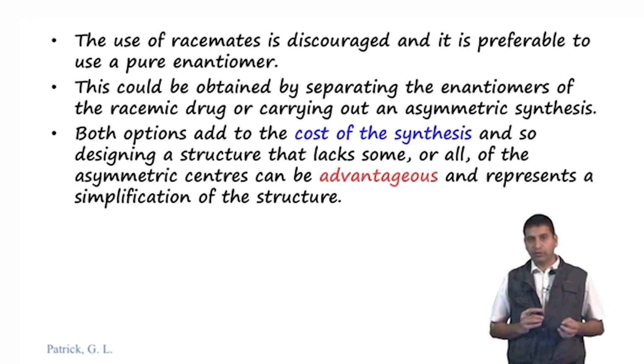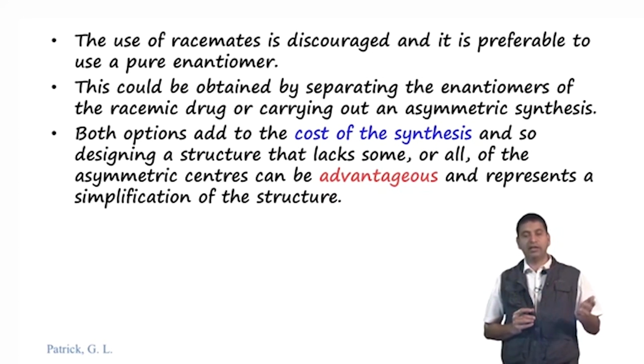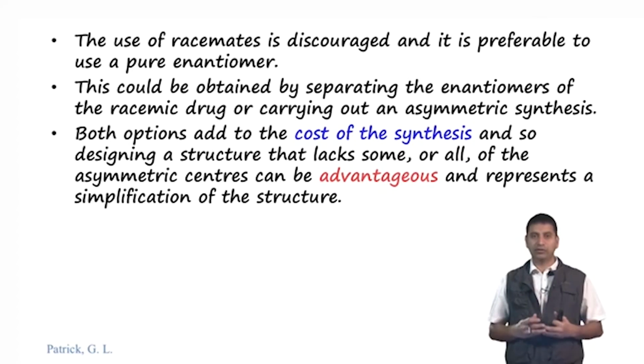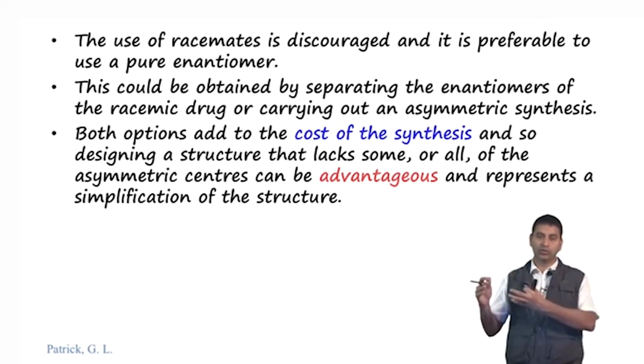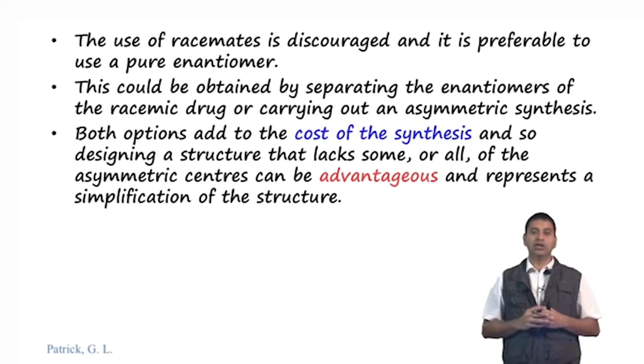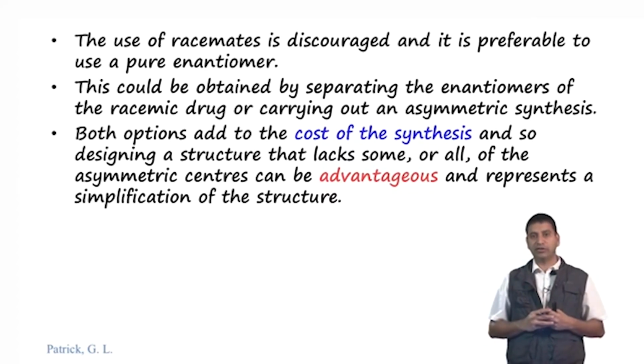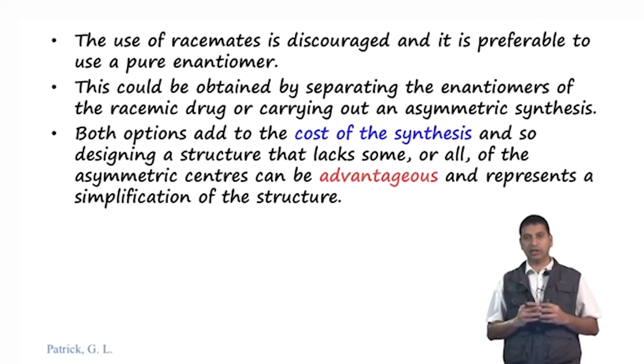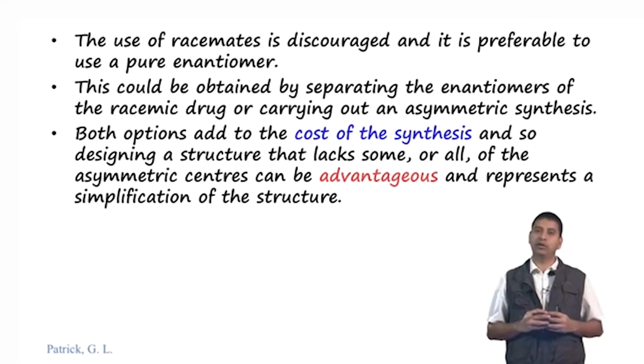Now of course, we have already looked in detail at how we can separate out the enantiomers of the racemic drug, but this is going to increase the cost of the synthesis, and also you are going to lose 50% of your molecule in terms of the yield. So, designing a structure that lacks some or all of the asymmetric centers can be hugely advantageous, and it is an important part of simplification of the structure.